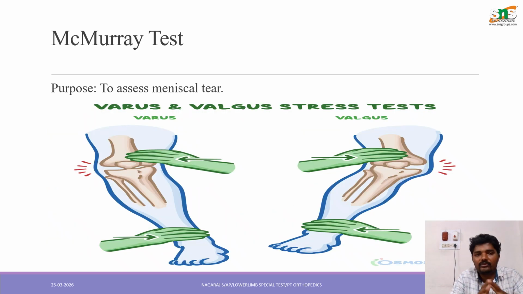Then the McMurray test assesses meniscal tear. The hip is flexed 90 degrees and the knee flexed 90 degrees. The patient rotates internally; pain on the lateral side indicates a lateral meniscal injury. Pain in external rotation, on the medial knee joint, indicates a medial meniscal injury.